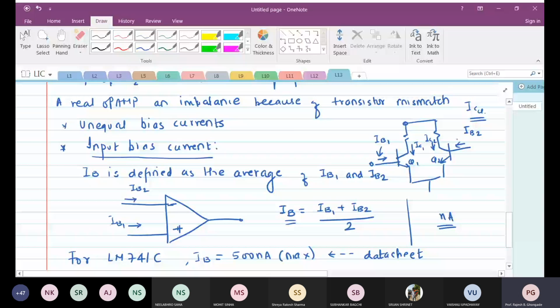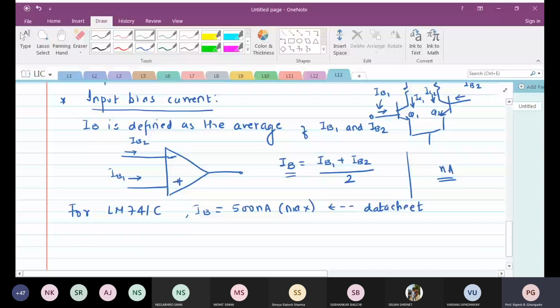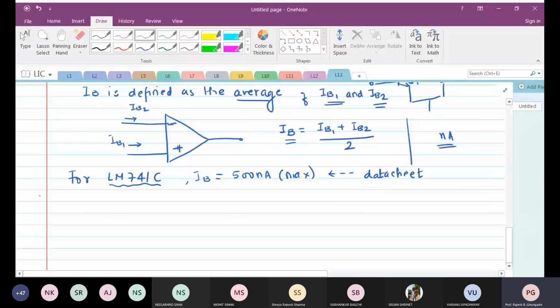input bias current is then defined as the average of these two currents. Remember that. And for a typical operational amplifier called LM741C, IB happens to be 500 nanoamperes. It is the maximum value given by the data sheet. All right, this is one parameter.